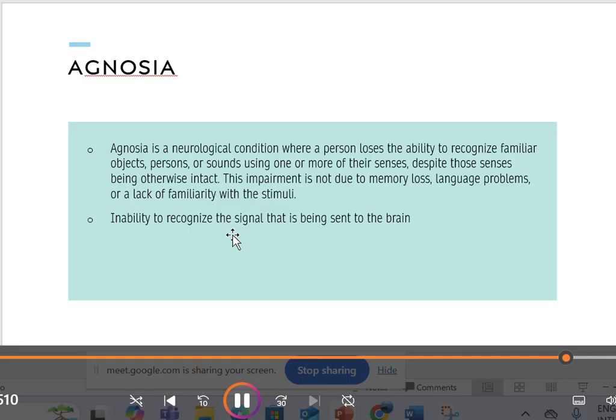This impairment is not due to memory loss or a language problem. When we are not able to recognize someone very familiar to us, we feel that we are having a memory problem. It is not that. Language problem, no. Lack of familiarity with the stimulus, it is also not because of that. It is an inability to recognize the signal that is being sent to the brain. The brain is not able to recognize the signal that is being sent to it. That is the problem with agnosia.